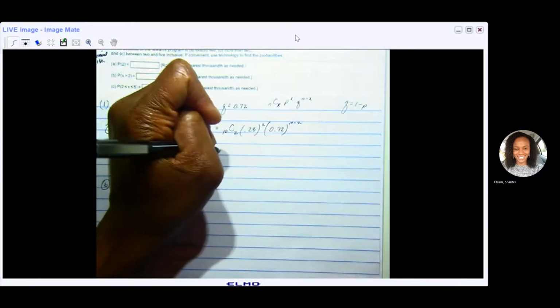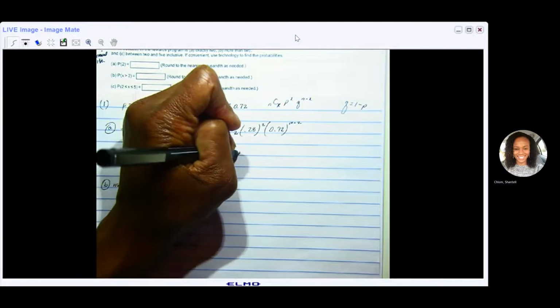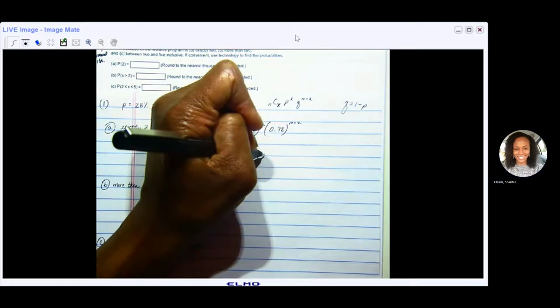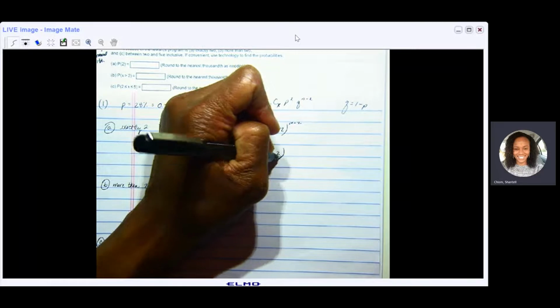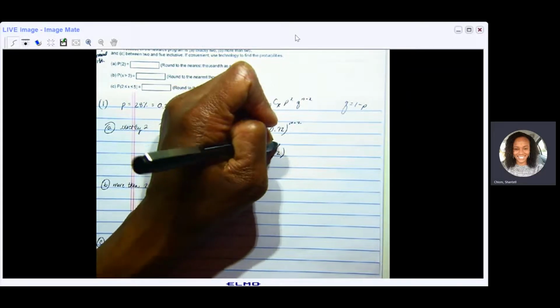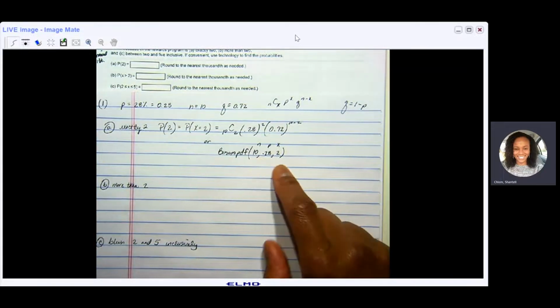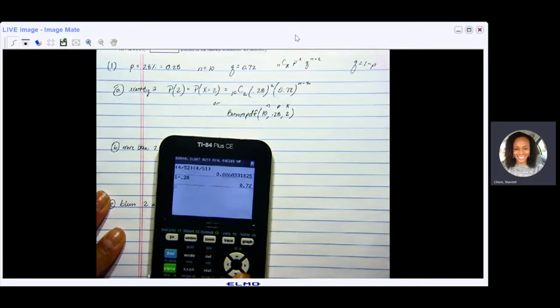Or binomPDF(N, P, X), because it's N, P, X. And remember, this is on your fact sheet. The formula and the shortcut key is on the fact sheet, and I will have those when you take the exam, so you don't have to worry about trying to find your old one.